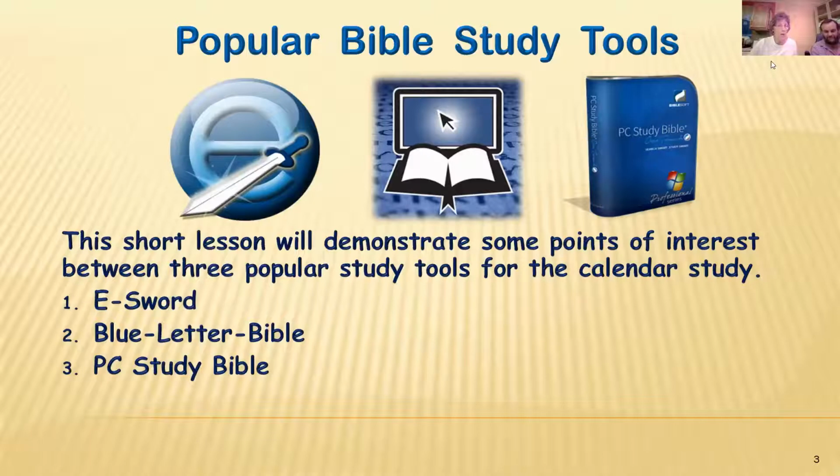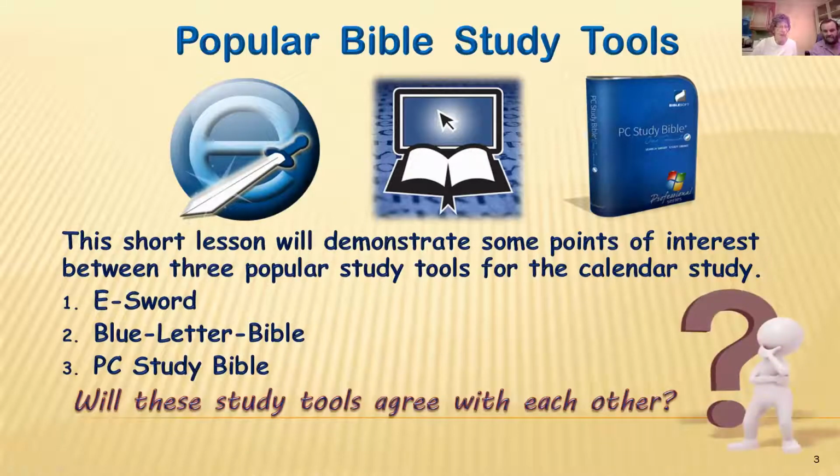So tonight, this short lesson is going to demonstrate some points of interest, I hope, between these 3 popular study tools for the calendar study. These are the 3 that I think are at least eSword and Blue Letter Bible, Tim. I haven't really heard of anybody else using something different, but there could be. We're going to look at these 3 tonight and see if these study tools actually agree with each other. This little lesson is 15 or 18 slides or something. I hope that helps you to understand, if you're using a different study tool, that you have something to watch for.